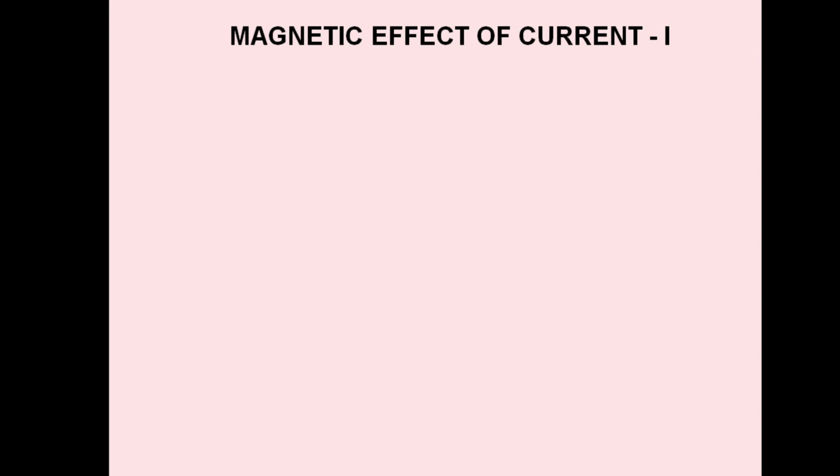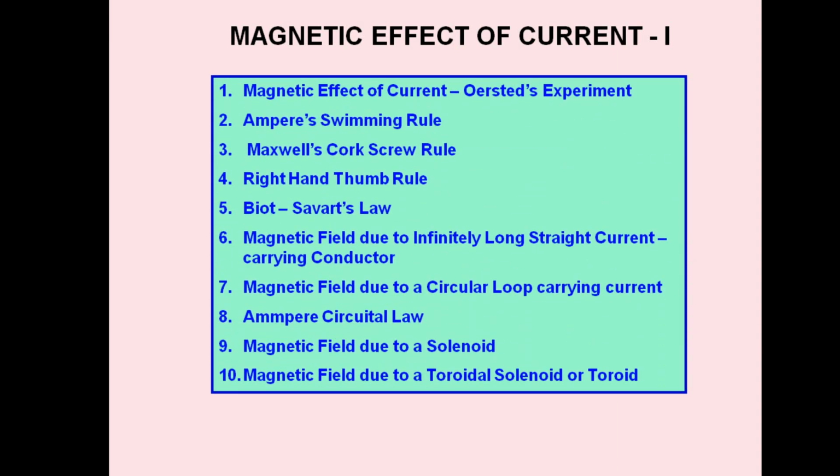So today we are going to start our first chapter of our unit 3, that is magnetic effect of current, and here we have to go through these topics. First, the concept of magnetic effect of current, which was explained by Oersted's experiment.